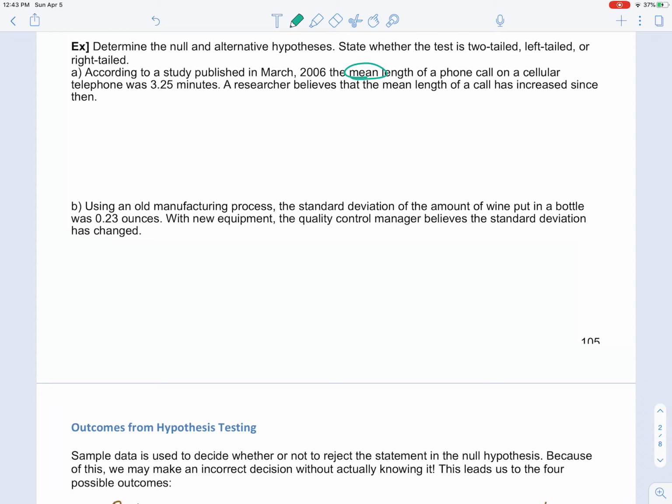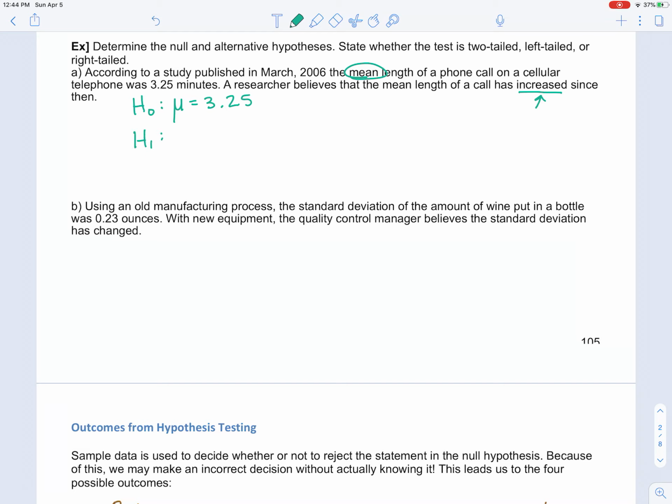So first of all, notice that they're referencing the mean. That is the parameter that the hypothesis will be about. And then it has the word increased. Okay, so the null hypothesis, H naught, is always a statement of no change. It always has an equal sign. And it's usually some predetermined amount or previously accepted amount. So this H naught will say mu equals 3.25. And that was the previous understood mean of a phone call.